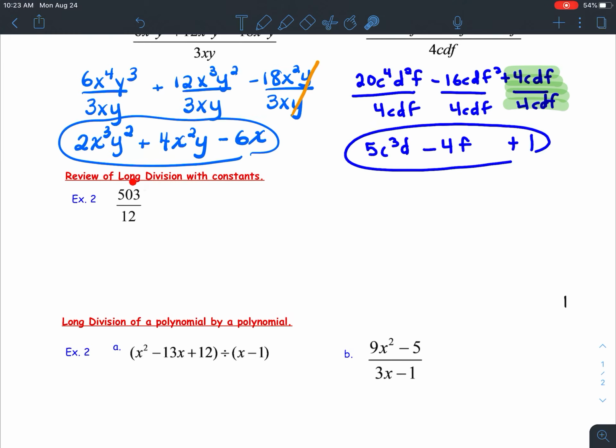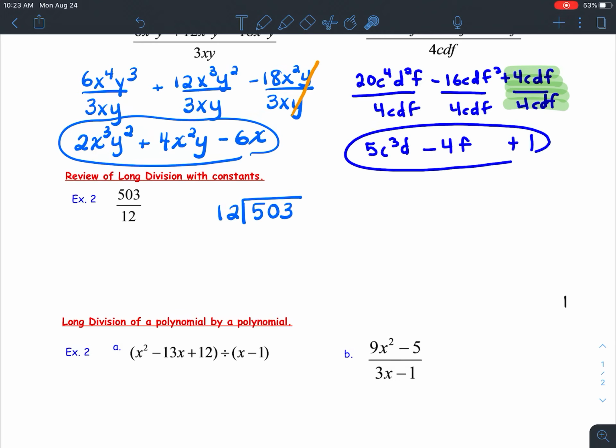I want to talk through what you do if you didn't have a calculator and you were going to perform this longhand, what your process is, because if we can review that process, I think that you're going to see a lot of parallels that happen when we are dividing by 2 polynomials as opposed to 2 constants. So we know that when things are written as a fraction, that's really just division. And so when we see this 503 over 12, we know that means that 503 is being divided by 12.